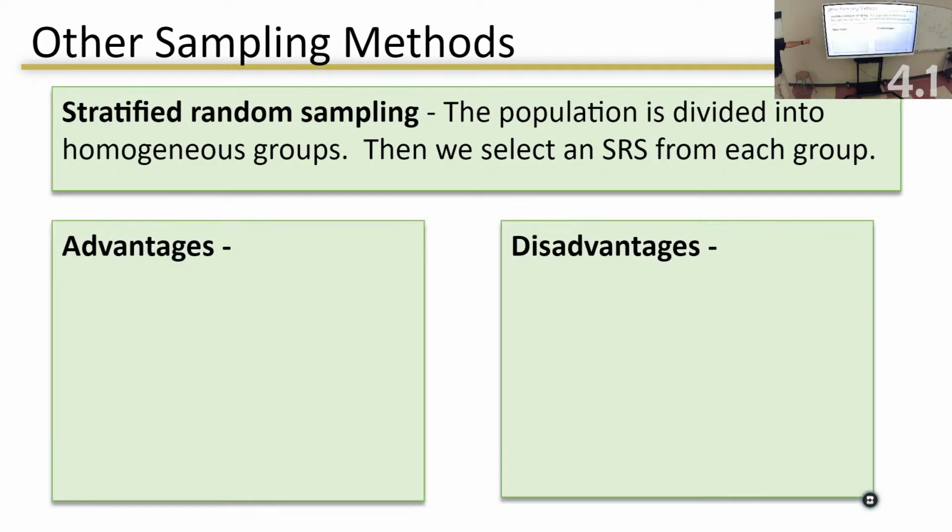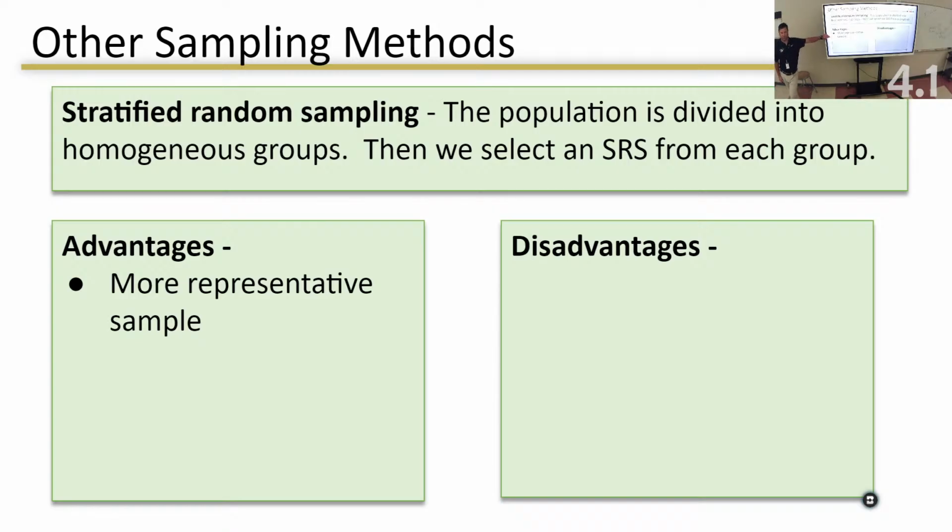So that's what we talk about here, the advantages and disadvantages. The advantage is this is typically more representative. It's typically less varied, meaning, listen to me please, don't say more accurate. Accuracy, you either are accurate or you're not accurate. It's more precise. So less varied, more precise. Okay, typically it is.